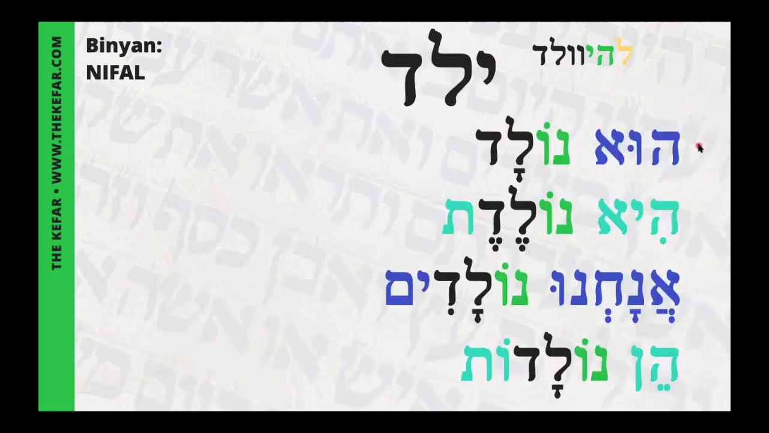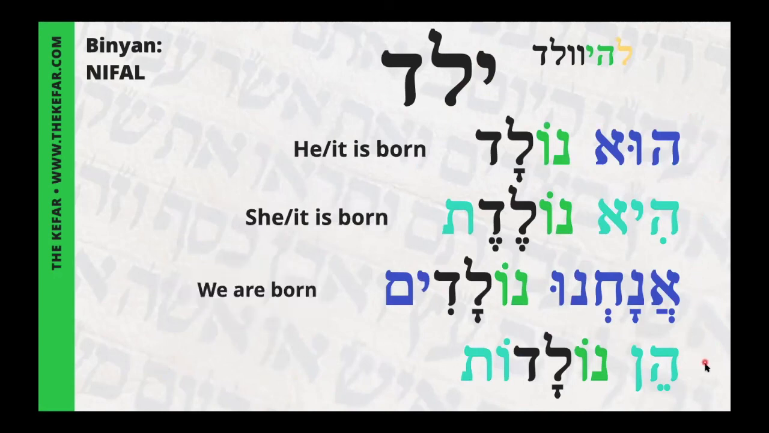So hu nolad, he or it masculine is born. Hi noledet, she or it feminine is born. Anachnu noladim, we are born. And hen noladot, they feminine are born. And as you can guess, this is probably one of those verbs that you are more likely to use in the past tense, but of course we'll get to past tense conjugations in a later lesson.